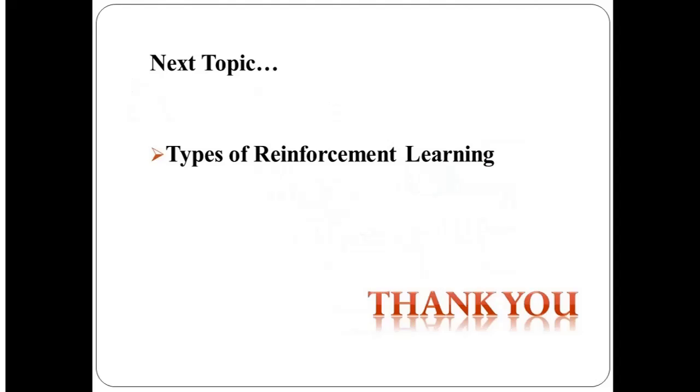The next topic we are going to see is types of reinforcement learning.